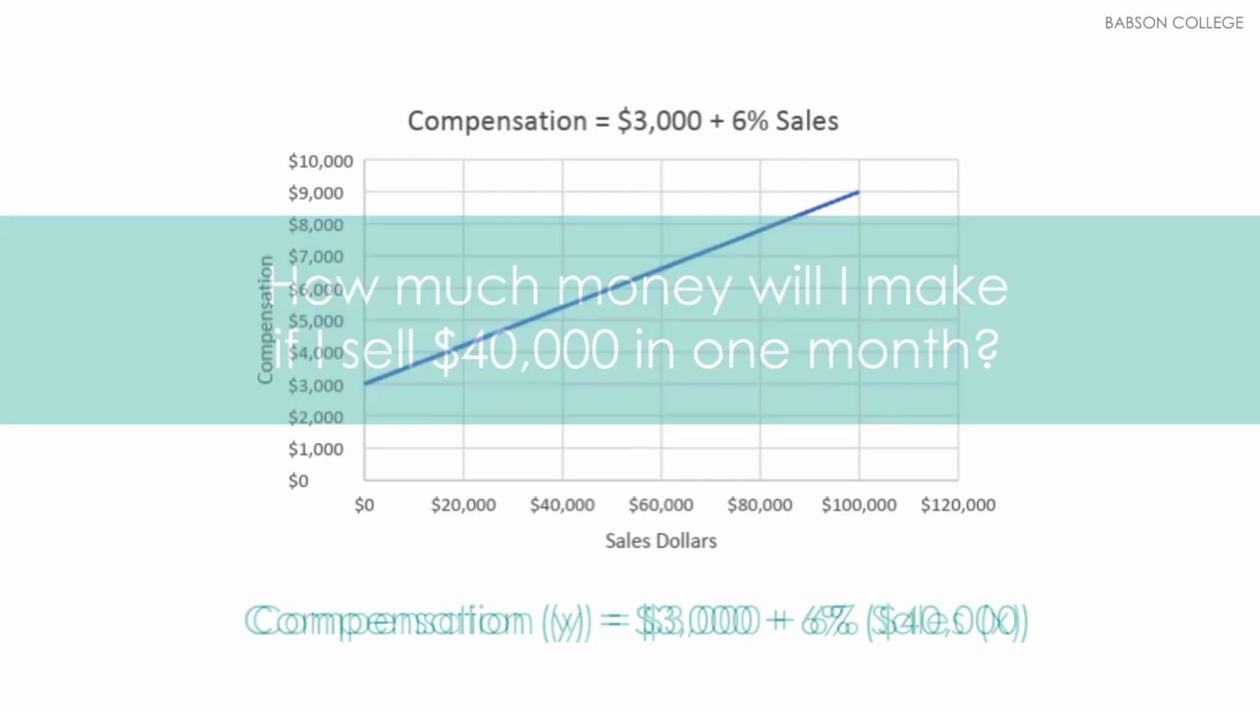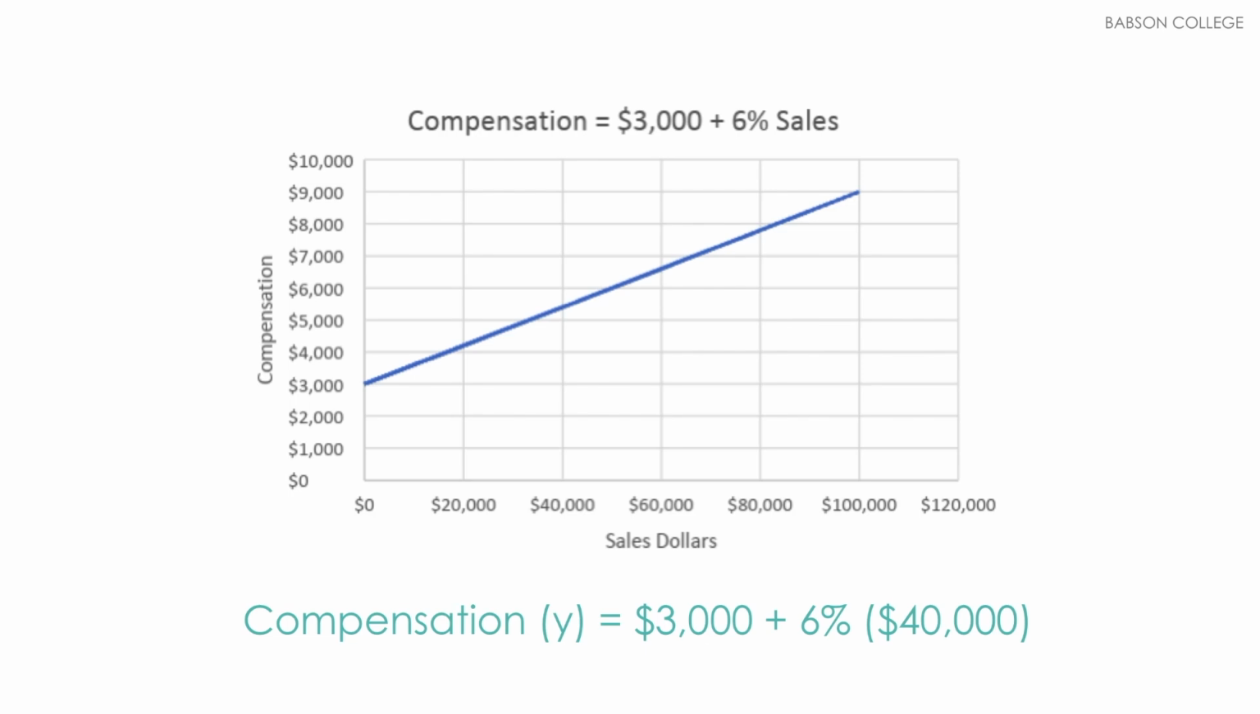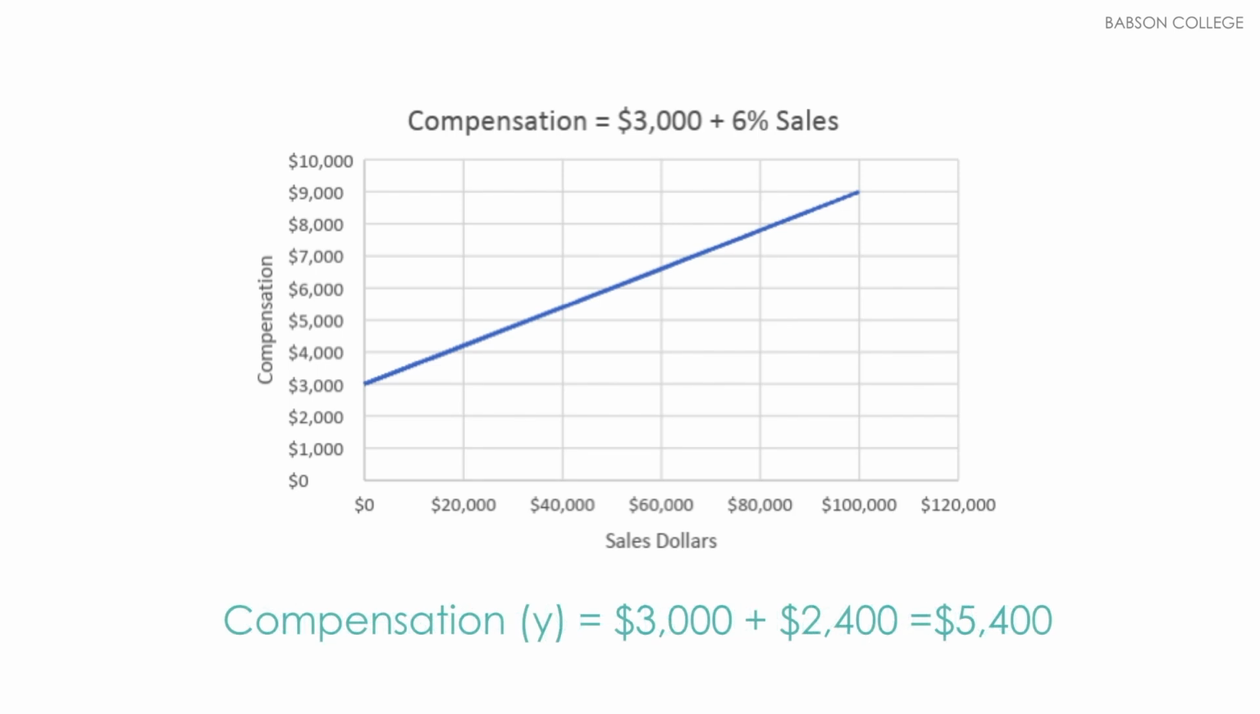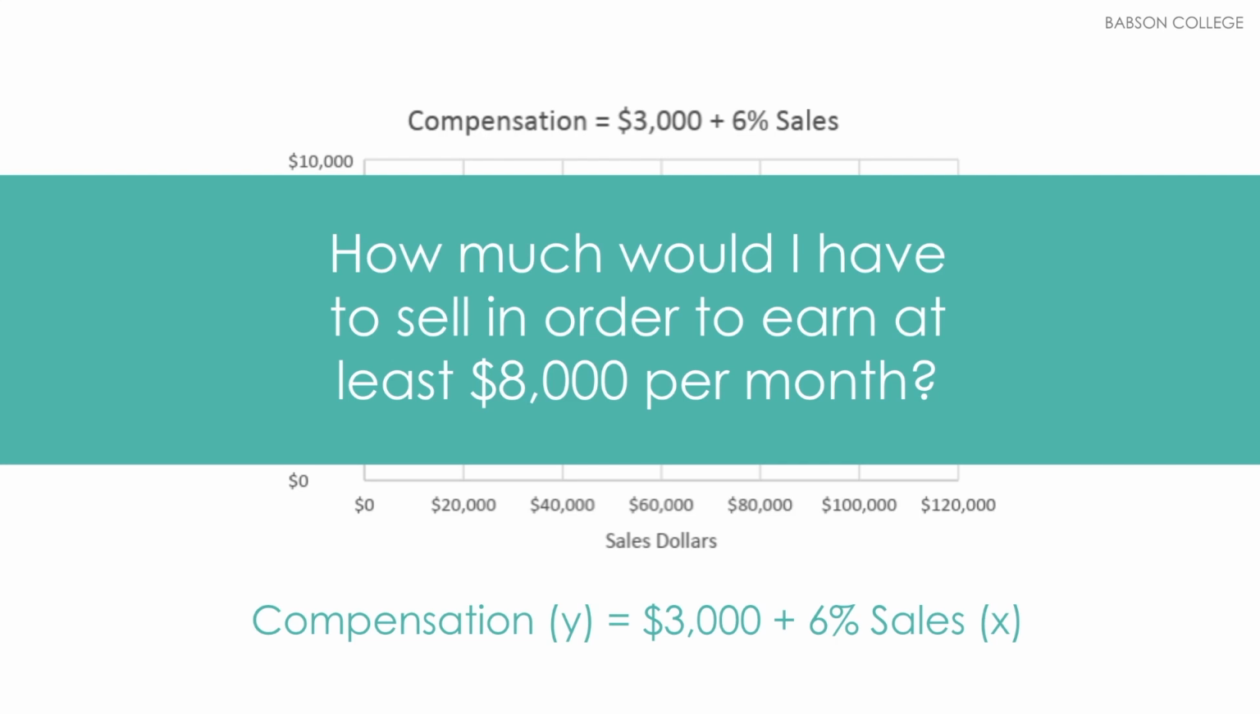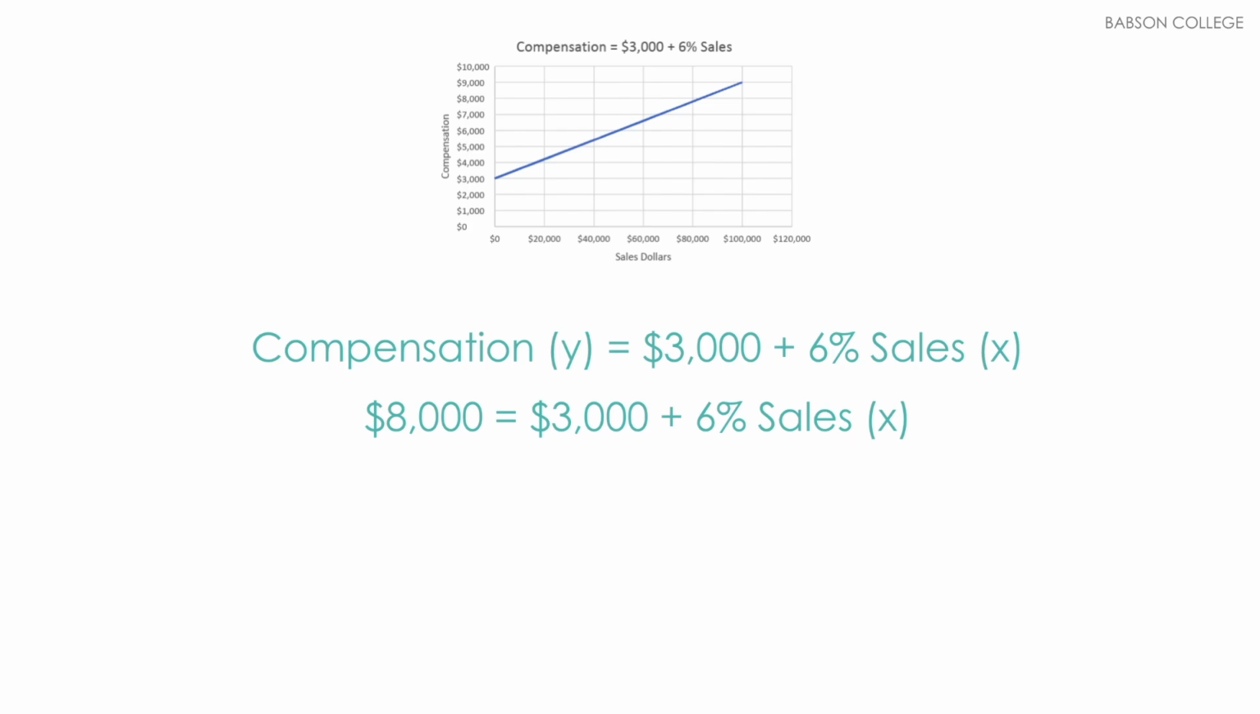We plug in $40,000 for sales, or x, and then multiply it by 0.06, which is 6%. That will result in a total compensation of $5,400 for that month. I could also use this equation to answer the question, how much would I have to sell in order to earn at least $8,000 per month? This rep might be a little greedier, or have a large family to feed, or have some expensive tastes in cars, etc. You start by plugging in $8,000 for compensation y, and then you solve for sales x.